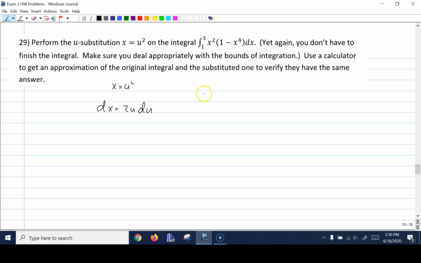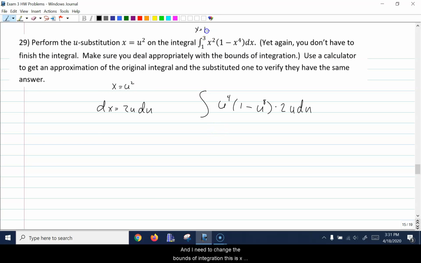Okay. This becomes the integral of x squared becomes u squared squared, that's u to the fourth. X is u squared, 1 minus x to the fourth is u squared to the fourth, that's u to the 8. Dx is 2u du, and I need to change the bounds of integration.